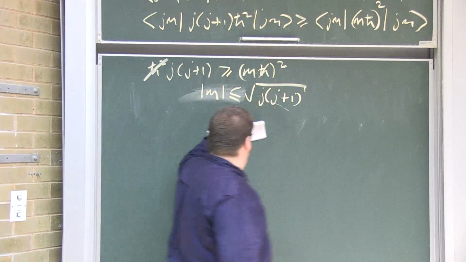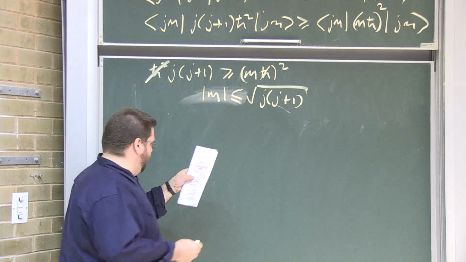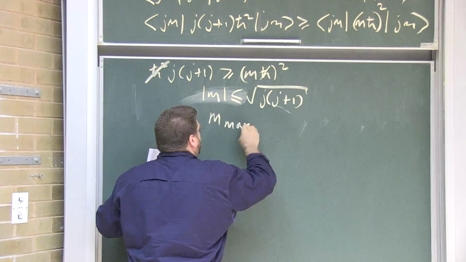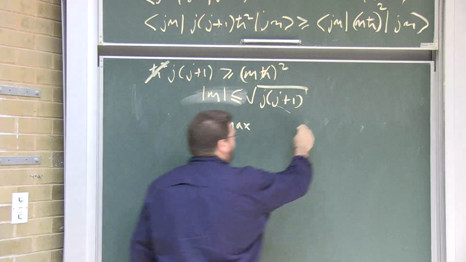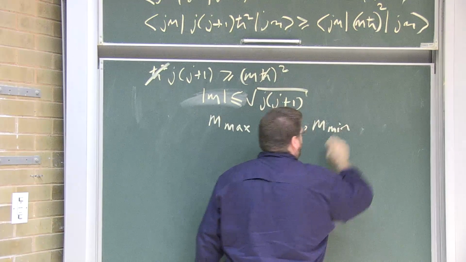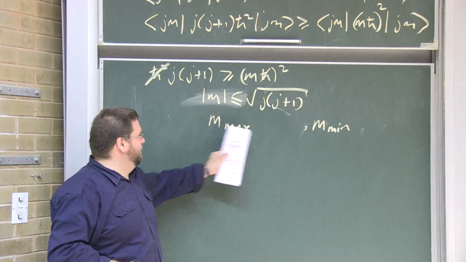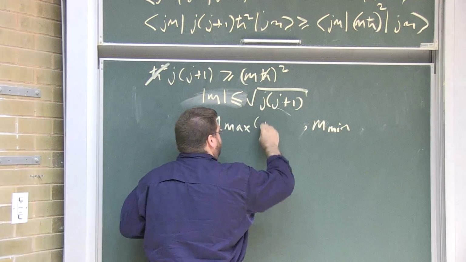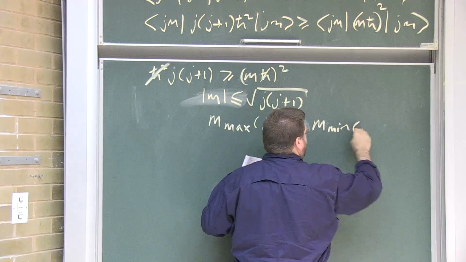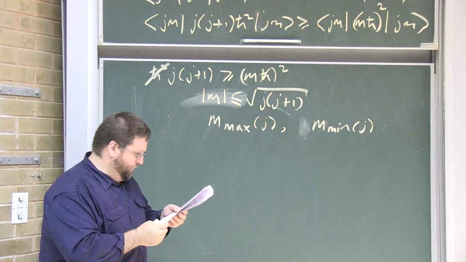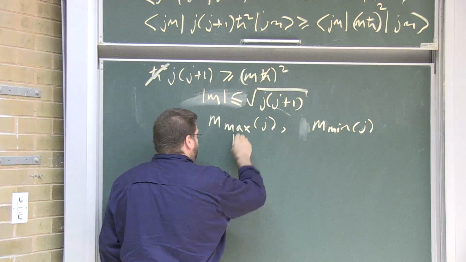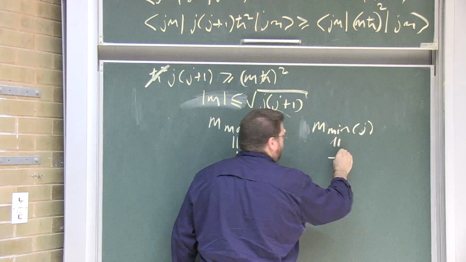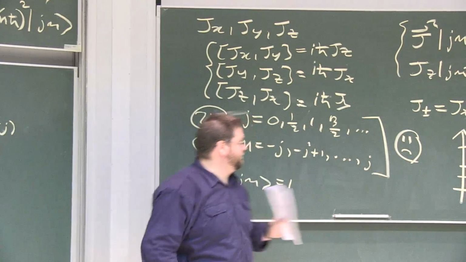So since there is an upper bound on the modulus of m, there must exist both a maximum and a minimum value of m. So let me denote the maximum value of m by m max, with m min denoting the minimum value. The existence of these things again follows from the existence of an upper bound on the modulus of m. And since that upper bound depends on j, in general, the maximum and minimum values of m will also depend on j. We need to now prove that m max equals j, and we need to prove that m min equals minus j, consistent with this.